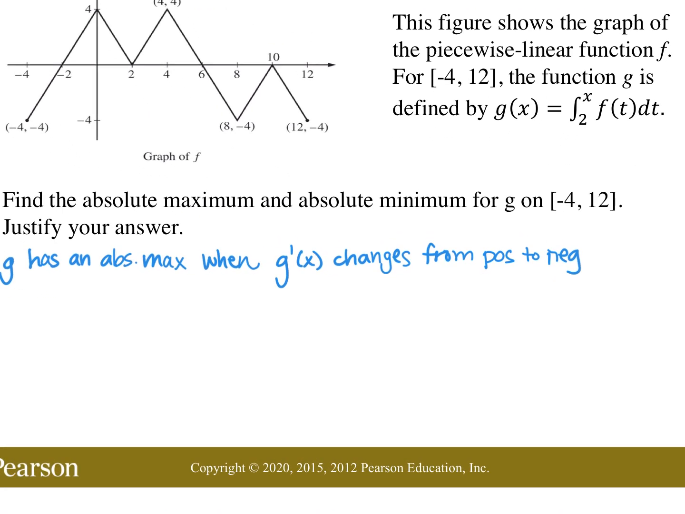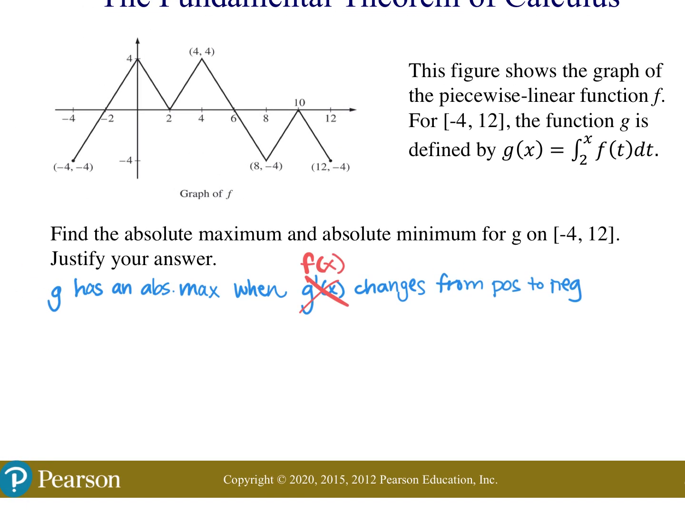So G prime, according to this problem, is equal to what? And maybe you have to go back to your other slide because we didn't rewrite it. Okay, when f of x. So G will have an absolute max when f of x changes from positive to negative. Do you see that happening anywhere on your picture? Yes. Where? Anywhere else besides 6? Okay, this happens at 6.